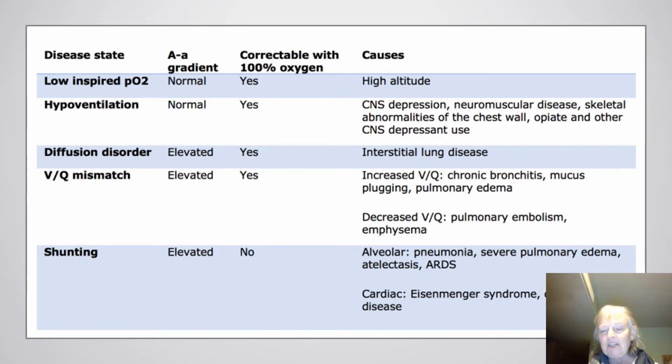Shunting is your collapsed airway. You have perfusion, but you have no ventilation, and as a result of that, things are not going very well for you. And you can see on here some of the same diseases that we see above, but these are actually our worst diseases at this particular point in time.